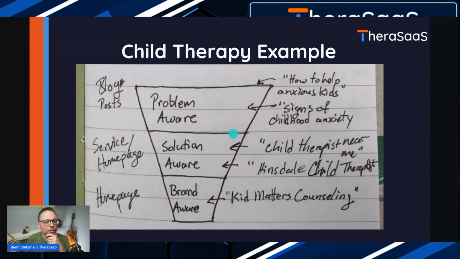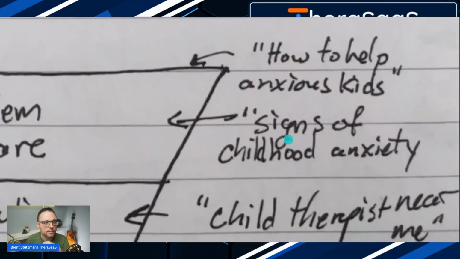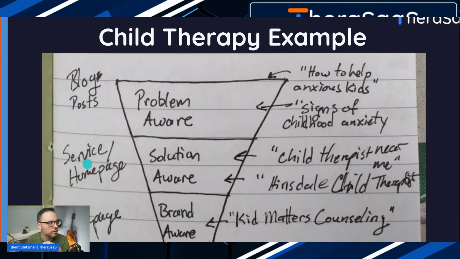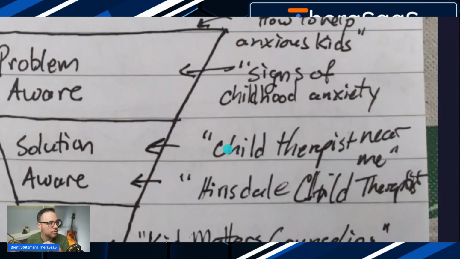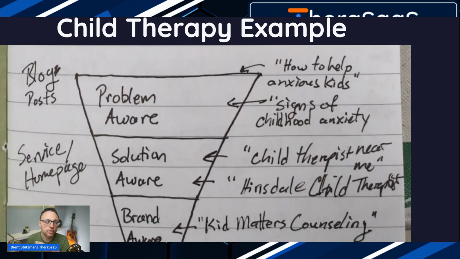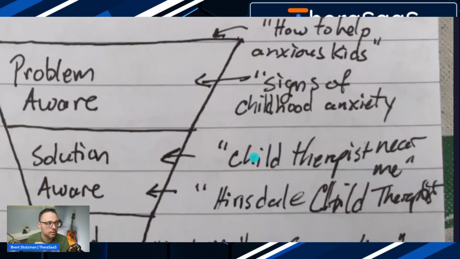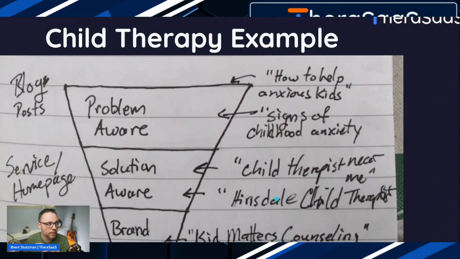Couples therapy example. Okay, so this was me hand scratching on a piece of paper weeks ago when I was thinking about this webinar. So you have your blog post, problem aware: how to help anxious kids, signs of childhood anxiety. Then solution aware, where you have your service and home pages targeted towards child therapists near me, Hinsdale child therapist. Now, you're also going to have your Google Ads manager think about keyword strategy here. So you want to be bidding on child therapist near me or Hinsdale child therapist.